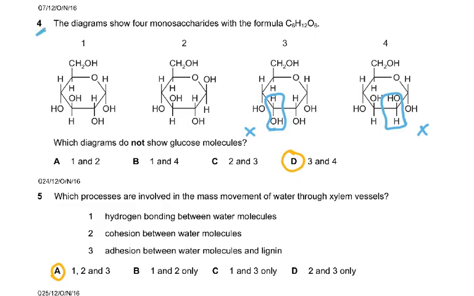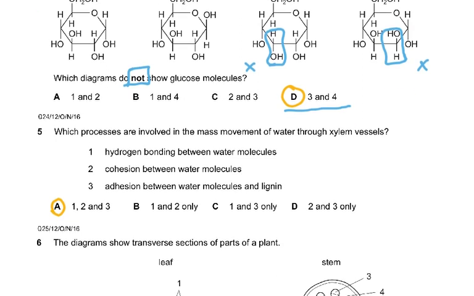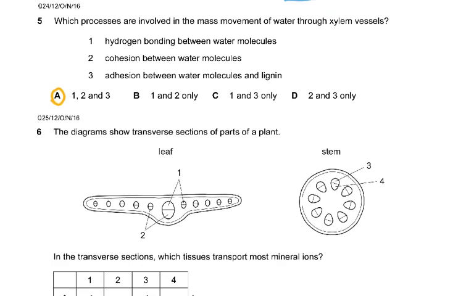And coming to question number 4, the diagram shows 4 monosaccharides with the formula C6H12O6. Which diagrams do not show glucose molecules? And that's 3 and 4. And I've told you the mistake in them where that was wrong. Question number 5. Which processes are involved in the mass movement of water through xylem vessels? Hydrogen bonding between water molecules, cohesion between water molecules, and adhesion between water molecules and lignin. So it was all 3 of them, 1, 2, and 3.